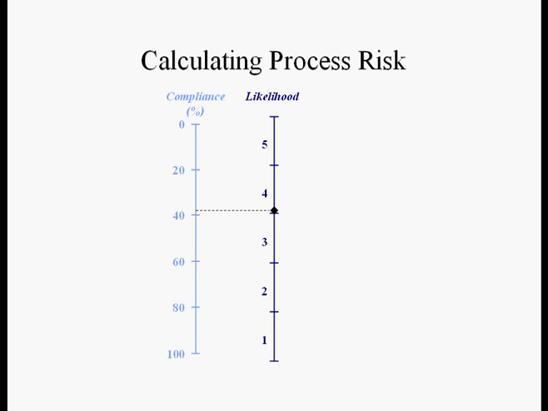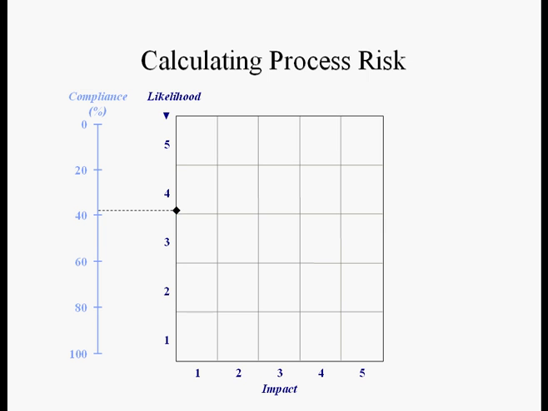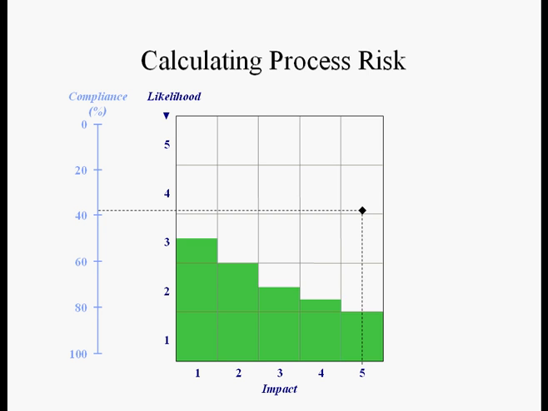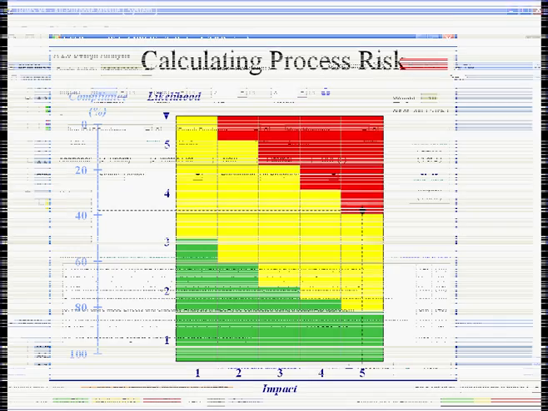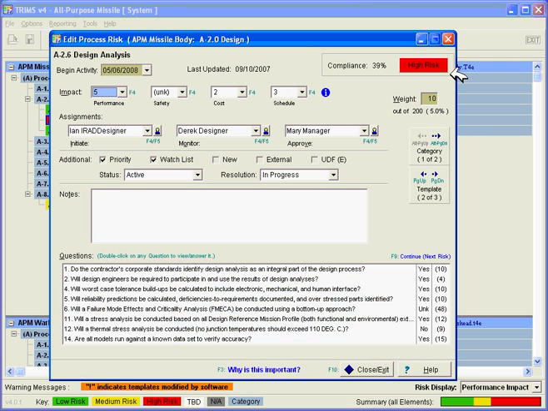The likelihood of occurrence is assumed to be roughly the inverse of the compliance divided by 20. The risk ranking is then calculated by cross-referencing likelihood and impact on the risk matrix for process risks. The default matrix for process risks normally looks like this, but this can be adjusted through the baselining menu, which we'll see in Lesson 9. With a current compliance of 39%, you can see that this template has been categorized as high risk.